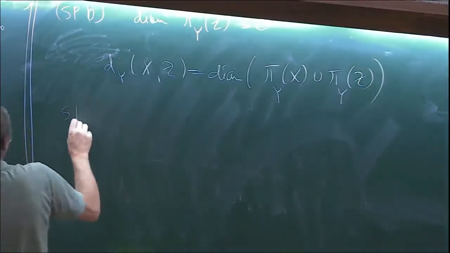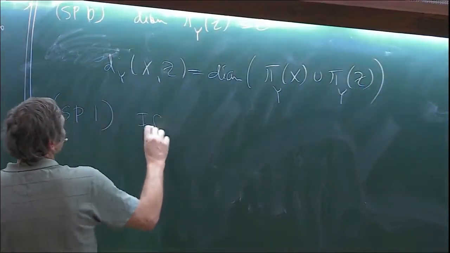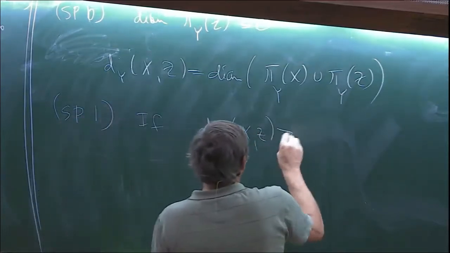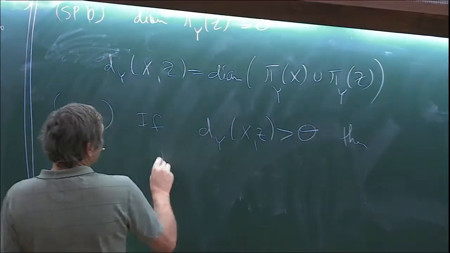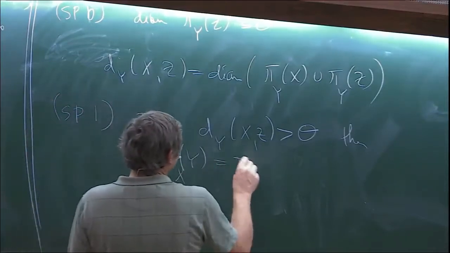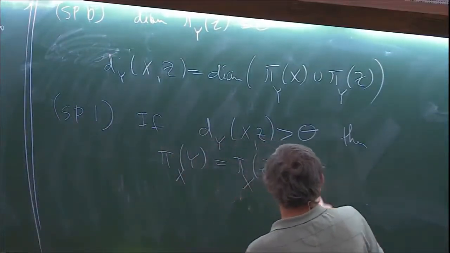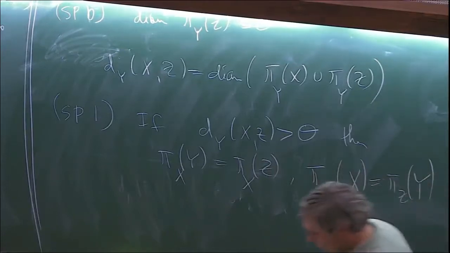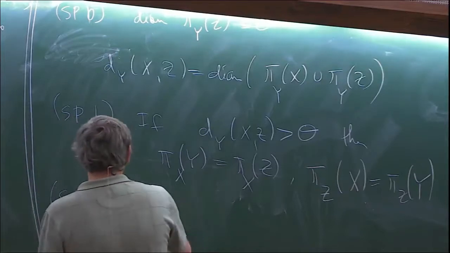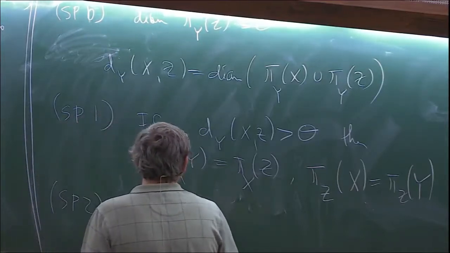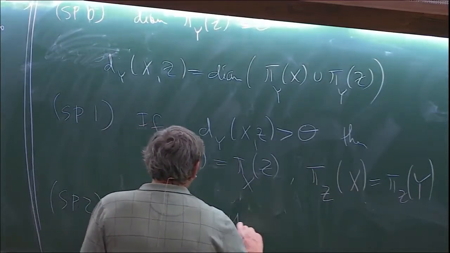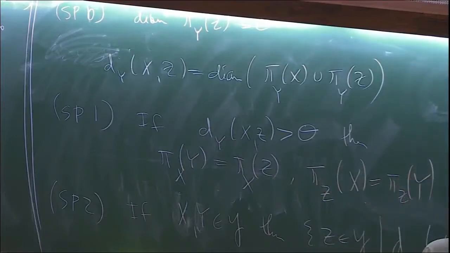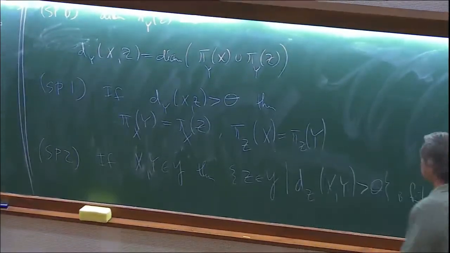Okay, and then we have SP1: if the distance in Y between X and Z is greater than beta, then the projection of Y to X is the same as the projection of Z to X. And obviously, by switching, the projection to Z of both X and Y is the same. And SP2 is that if X and Y are given in Y, then the set of Z's in Y such that the distance in Z between X and Y is greater than theta is finite. Okay, so those are our axioms.